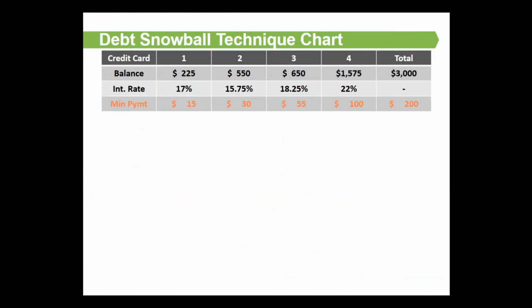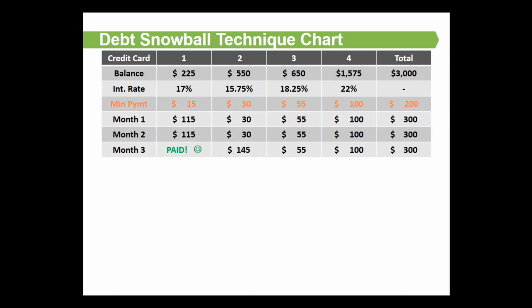Using the debt snowball technique, you can see that these credit card balances are arranged from lowest total balance to highest total balance, regardless of interest rate. Now, obviously, you have to make the minimum payment on each one of these debts, but this individual is able to make an extra $100 a month payment, and they're going to put that towards credit card number 1, and they will do that until that's paid off.